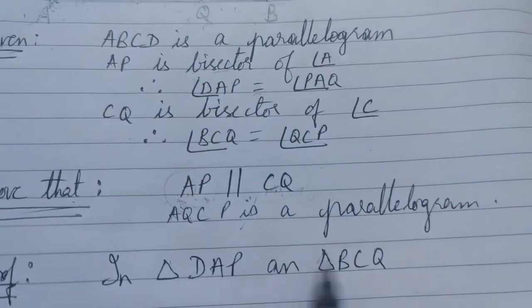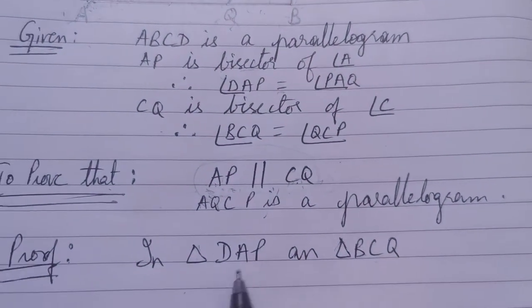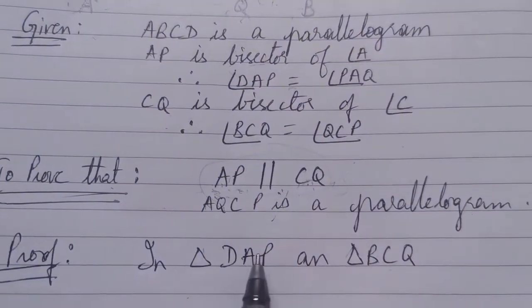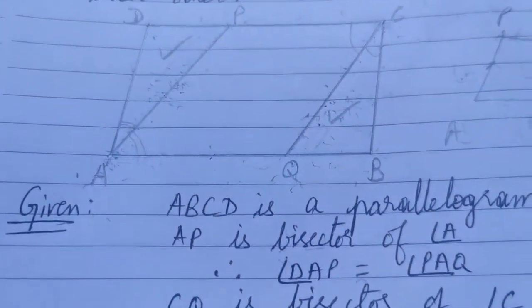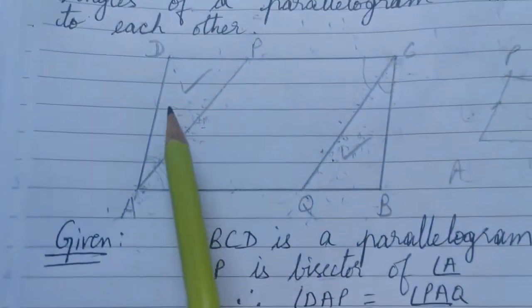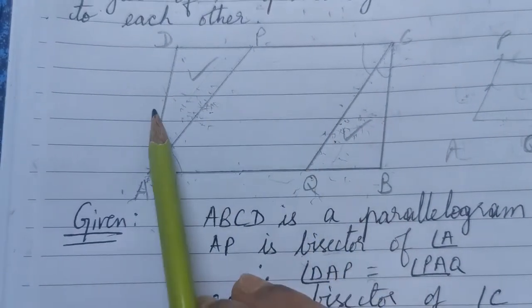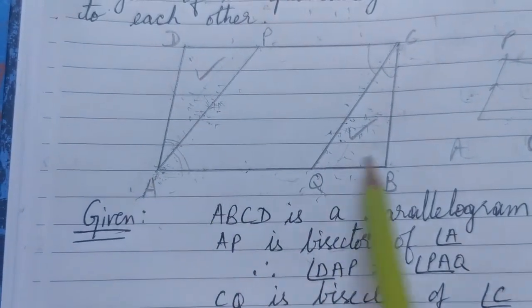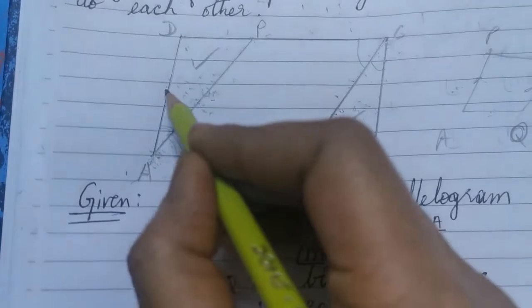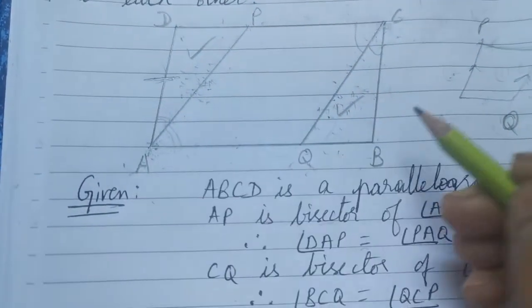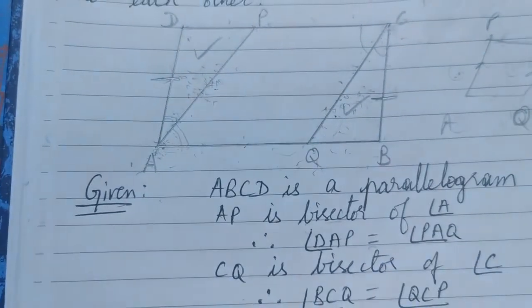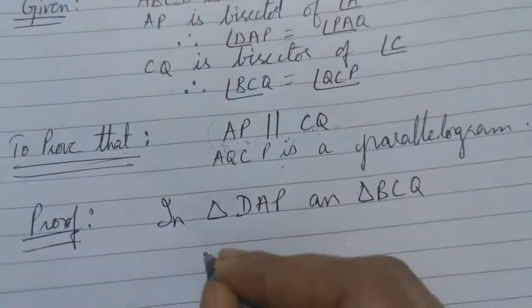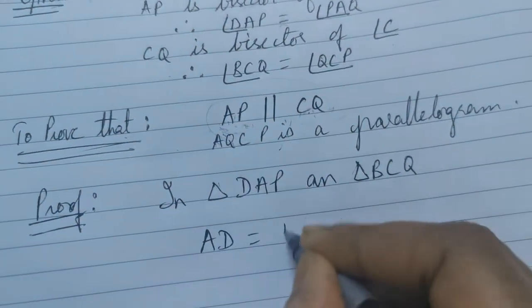Whenever we compare two triangles, our aim is to prove the congruency. So we have to find three things which are the same in these two triangles. Let me check for the sides first. There are three sides, and we know that this figure is a parallelogram. So AD is parallel and equal to BC, opposite sides of a parallelogram. So AD is equal to BC.